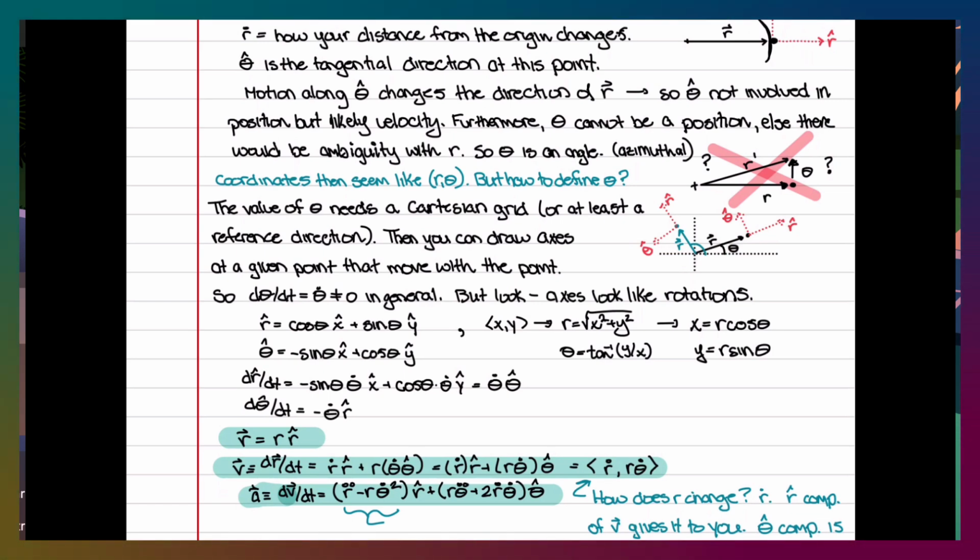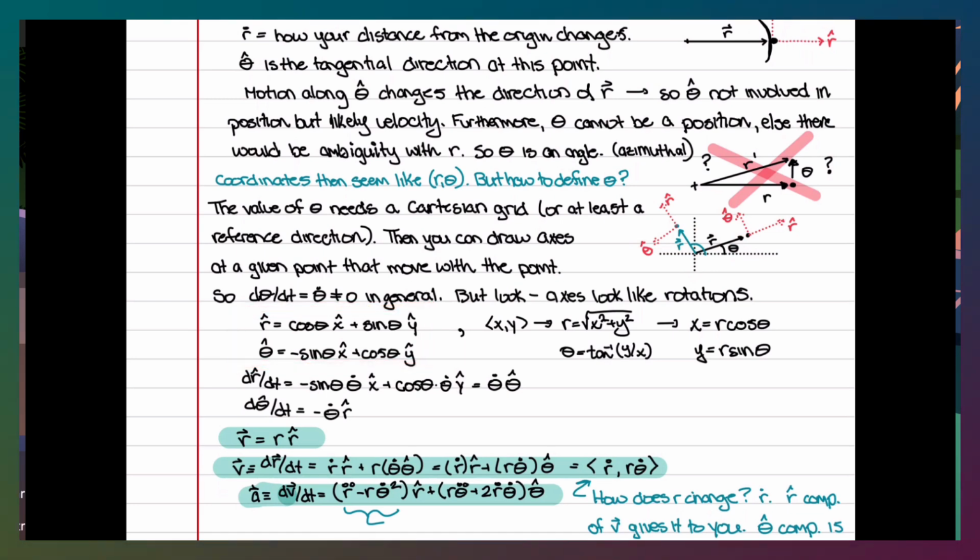So the easy part is that since going from this to this is literally just a rotation, we can write down what r hat and theta hat are in terms of x and y. And they are identical to what we had before.